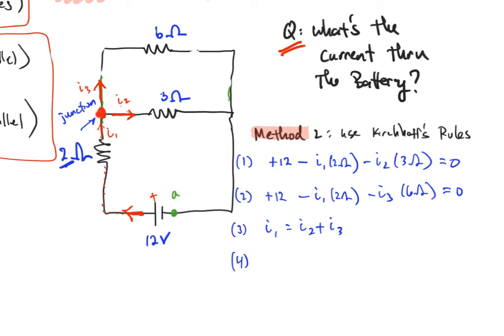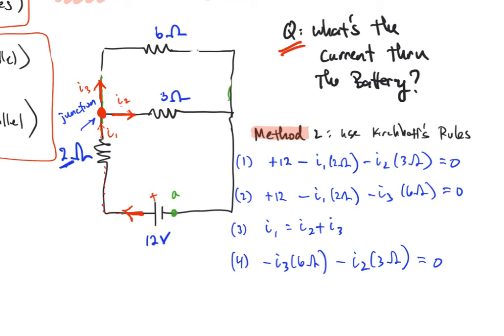So maybe I'll start right at the junction, and I'll move in this upper loop in clockwise direction. So I'm going to get minus I3 times 6 ohms. And then if I go in this direction here, I'm going to get minus I2 times 3 ohms, and then I get back to the junction and I get 0. And you might be wondering about this equation because it looks pretty weird. I have two negatives adding up to 0.